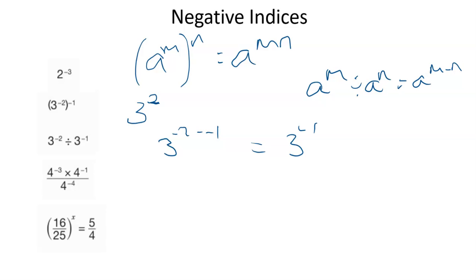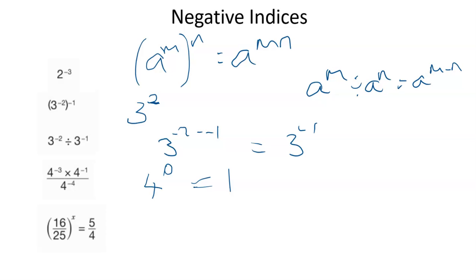And same thing here, timesing, you're going to add the powers, and then you're going to subtract that power because of the division. So it's going to be 4 to the power of minus 3 plus minus 1. Well, that's minus 4, and then minus minus 4, and then add 4, it's actually going to give us 0. And in this case, because it is a 4 to the 0, we can say that it's just the number 1.